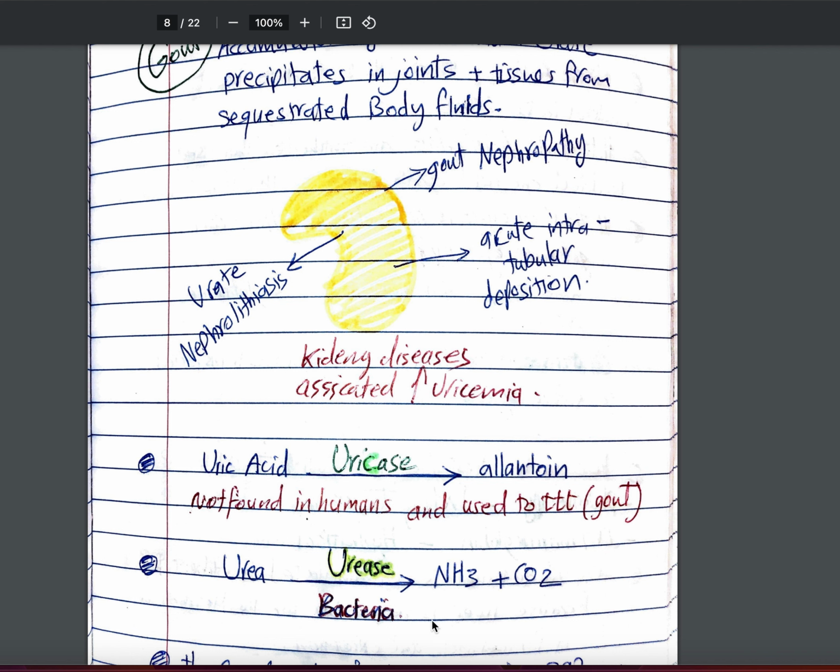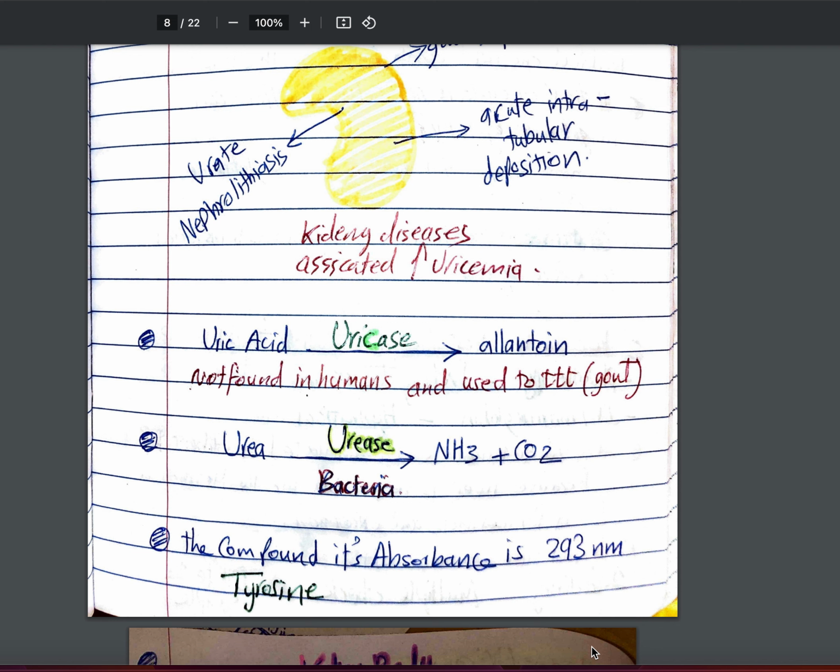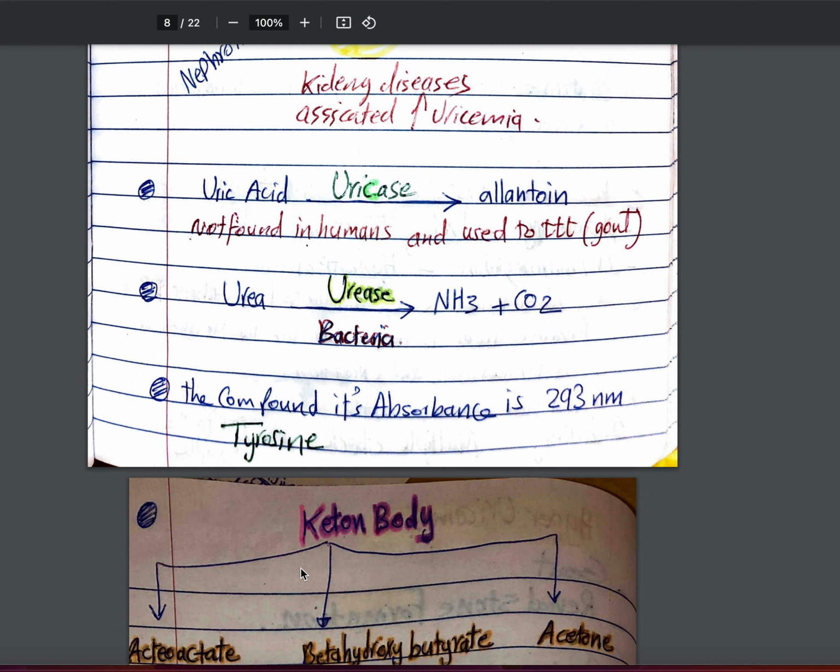Urea, by the urease, leads to the formation of what? NH4 or NH3 plus CO2. And urease is present in bacteria. The compound whose absorbance is at 293 nanometers is tyrosine. This is the compound whose absorbance is 293.